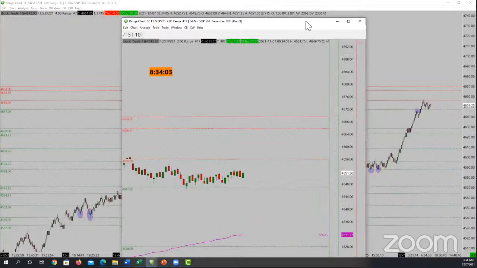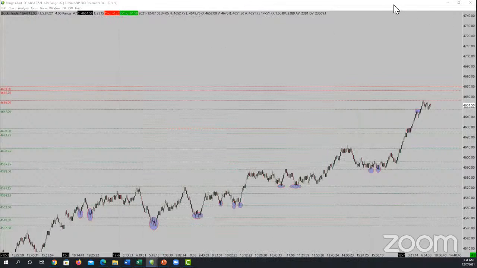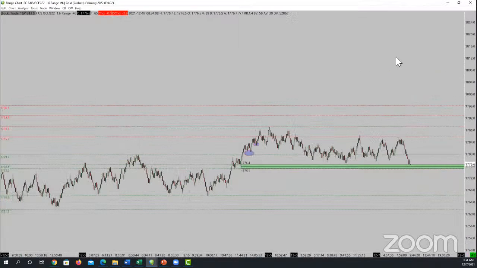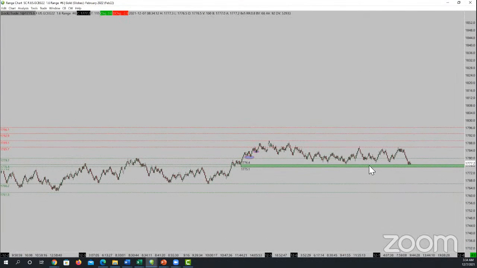Let's move over into gold. Take a look at what's going on with gold. So gold was anticipating the market to try to move. This is going to be a decent zone area right here at support, right between 1776.4 and 1775.1. Took a little bit of time. Resistance was really coming in at 1785.7.